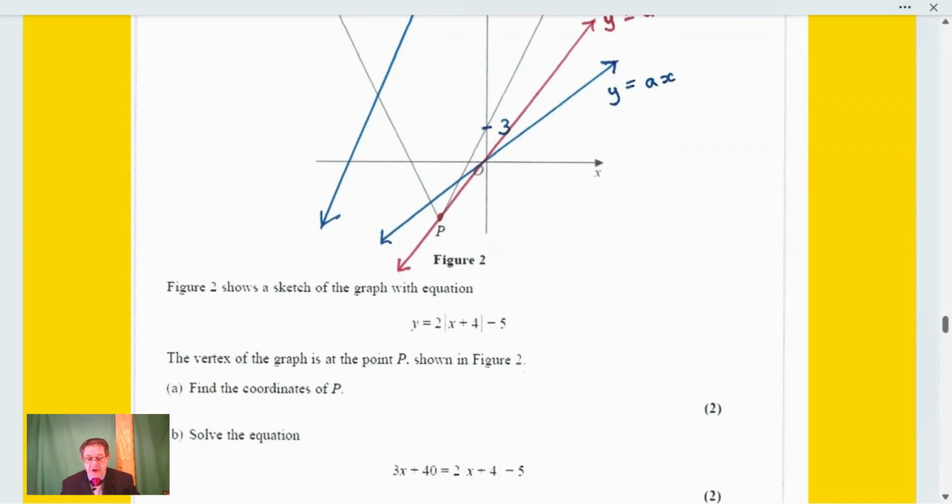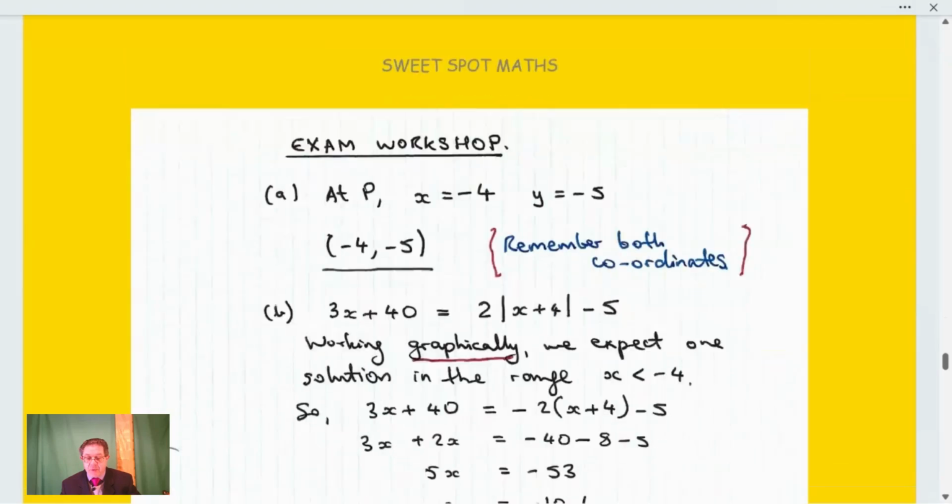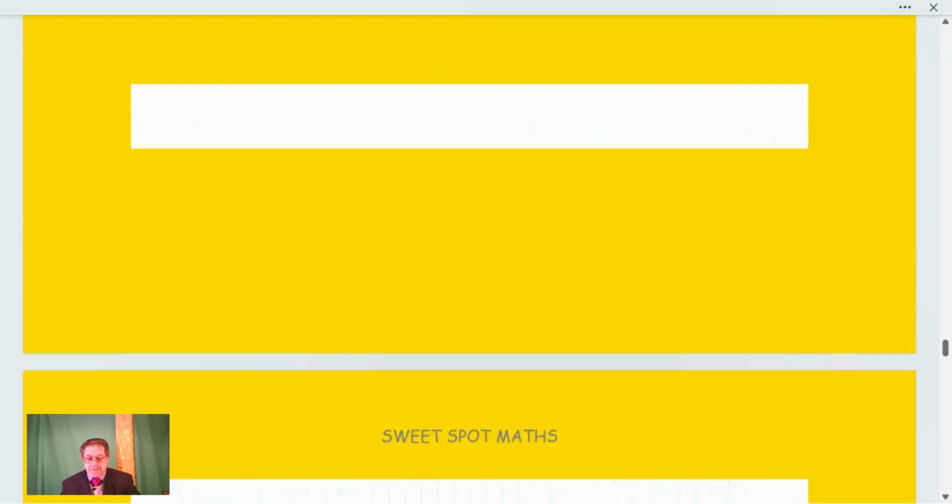So P will be at the point when the modulus is 0. In other words, x is minus 4, and therefore y is 2 times 0 take 5, which is minus 5. Once again, the question says coordinates. You need both of them, so we state both of them. Minus 4, minus 5.